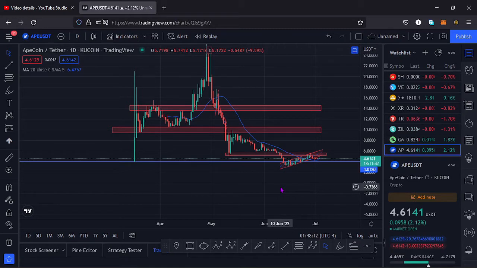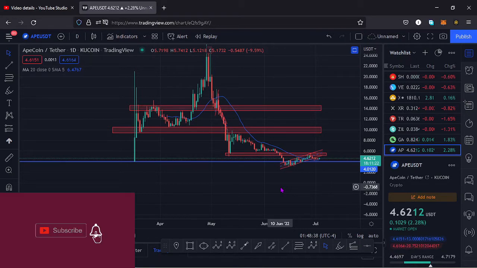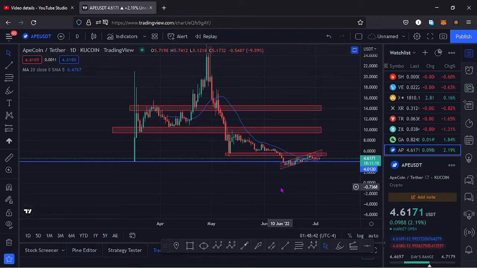I'll be giving a price prediction update on Apecoin, whose current price stands at the $4.6141 mark, and here on TradingView the market is up by 2.13%. In this video I want to give the key scenarios that can play out, have a look at the key areas of support and resistance that you need to break above, and also show you the chart patterns that we have on this chart. So if you're interested in such content, make sure that you stick around till the end of this video.